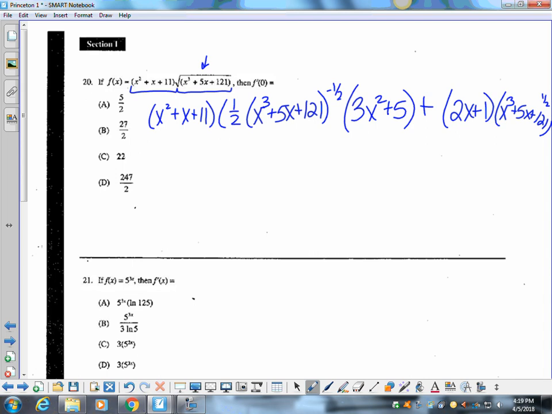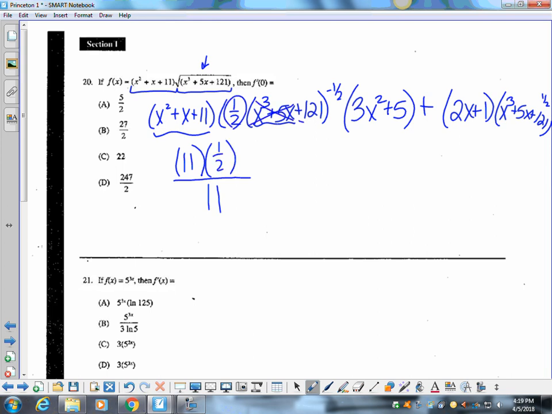And I want this at 0. Well, I'm not cleaning this up. I'm just going to plug in a 0. He's going to go to 11. He's gone. He's going to be 121 on the bottom and square rooted. And then I still have this 1/2. All right, make sure you understand that.